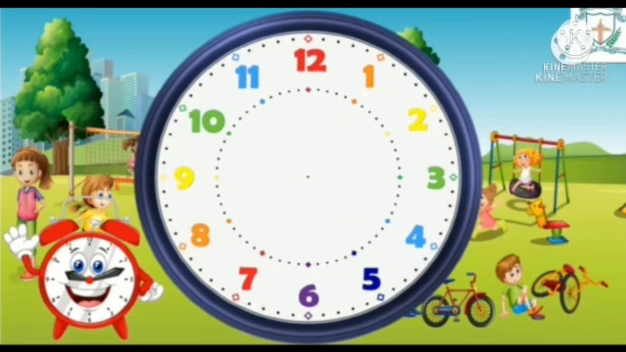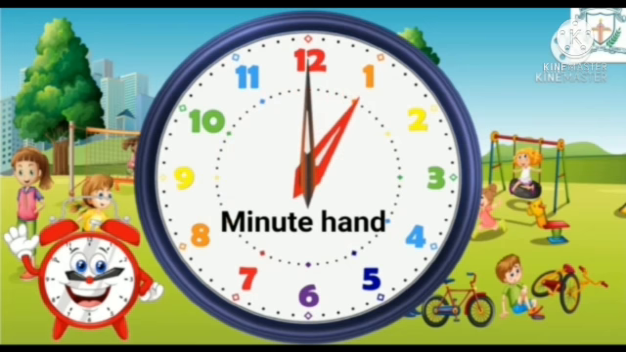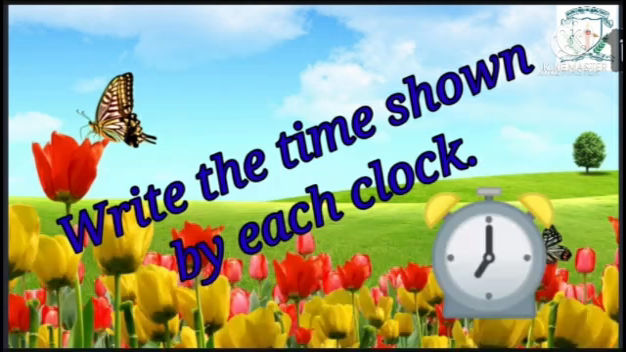A clock face has 2 hands that together show the time. The short hand is the hour hand and the long hand is the minute hand. The hour hand and the minute hand together help us to know the time. Children, now let us learn few examples which will help us to write the time shown by each clock.